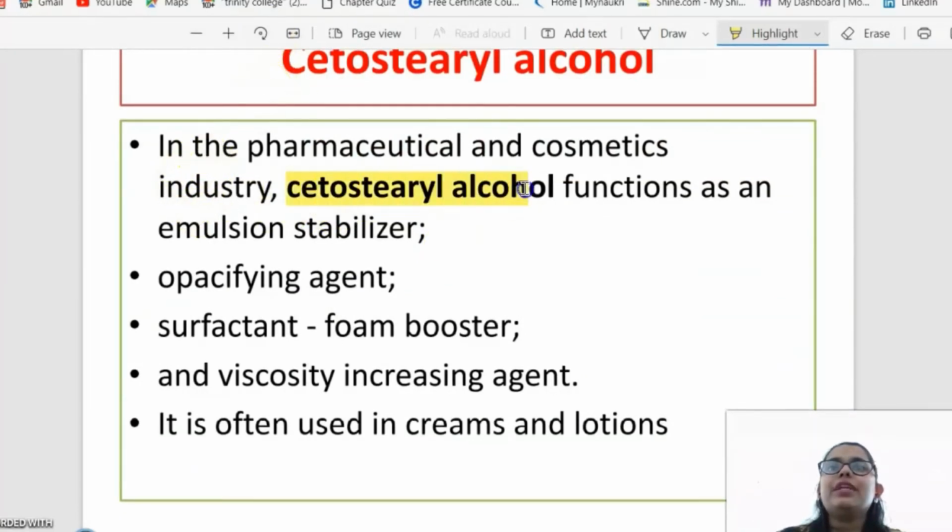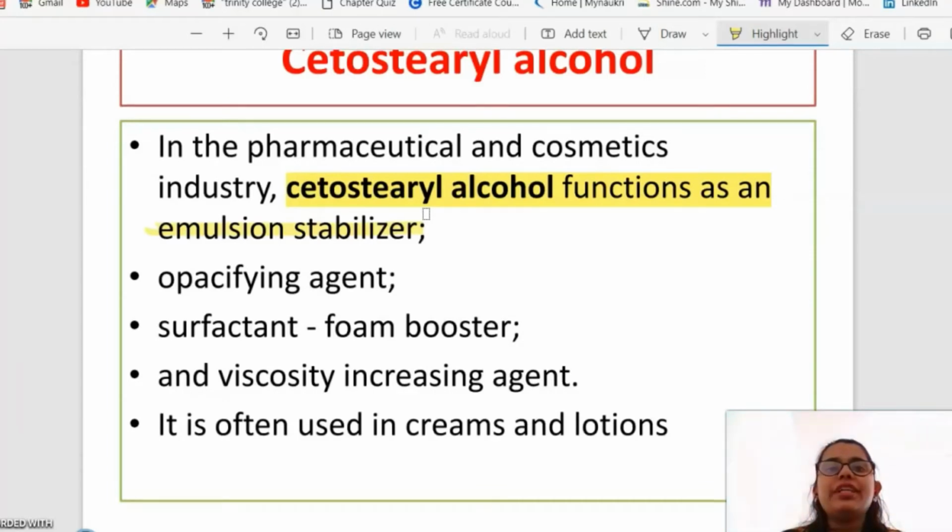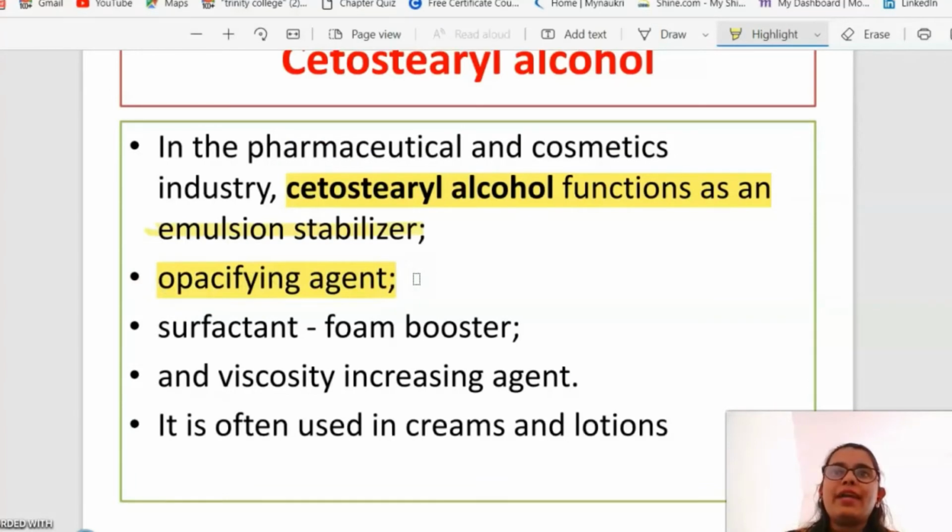Here the cetosteryl alcohol functions as an emulsion stabilizer, because you have heard of emulsions. When we are preparing an emulsion in the lab, it can break. So you need emulsifiers that will stabilize the emulsion. So cetosteryl alcohol also acts as an emulsion stabilizer. Then it also acts as an opacifying agent. It also acts as a surfactant known as a foam booster. It is helpful as a viscosity increasing agent.